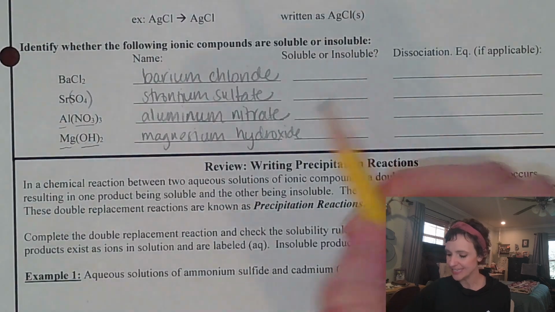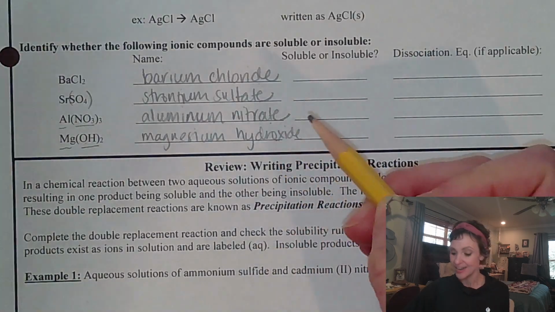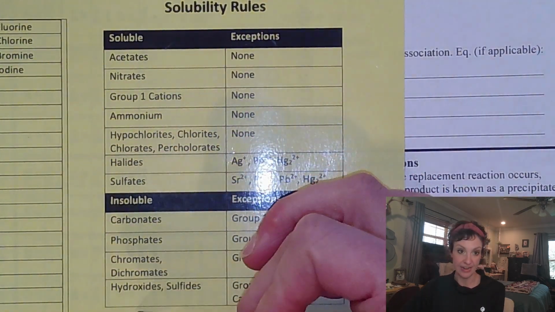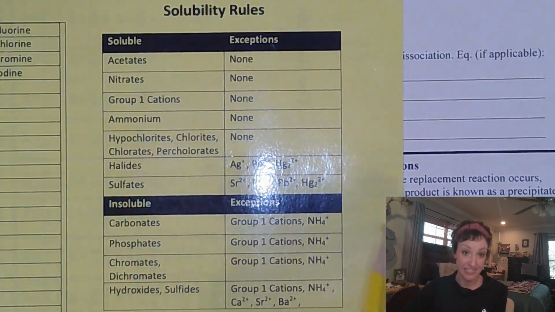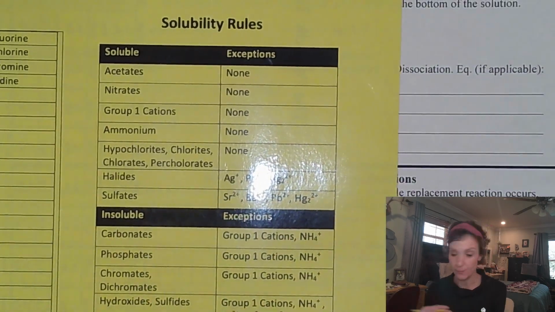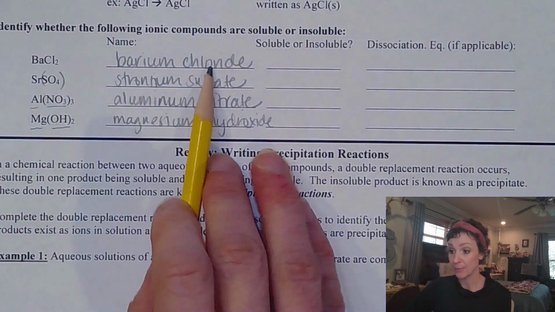And the way I do this is I look at the last part, or the anion, and try to match and find where that anion for the compound is on here. And then I can check and see if it's an exception or not, and then classify whether it's soluble or insoluble.